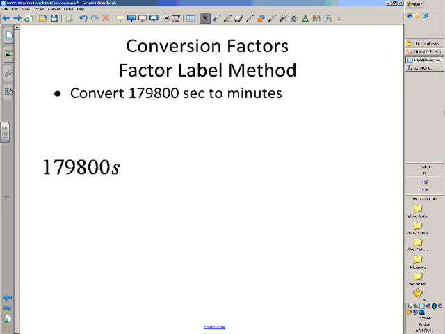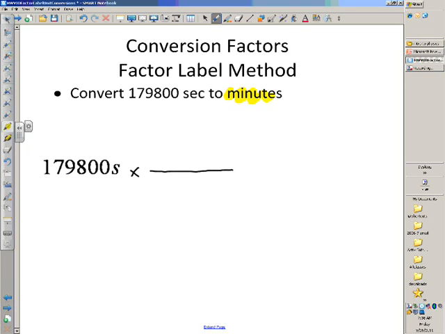Okay, so we always start with the unit that we have in the wrong unit, or the measurement we have in the wrong unit. Not that seconds is a bad unit, it's just not the unit we want. We want this measurement of time in minutes. That's our desired unit. But right now we have it in seconds. So we start off, take our measurement with the wrong unit, times sign, fraction bar, right?